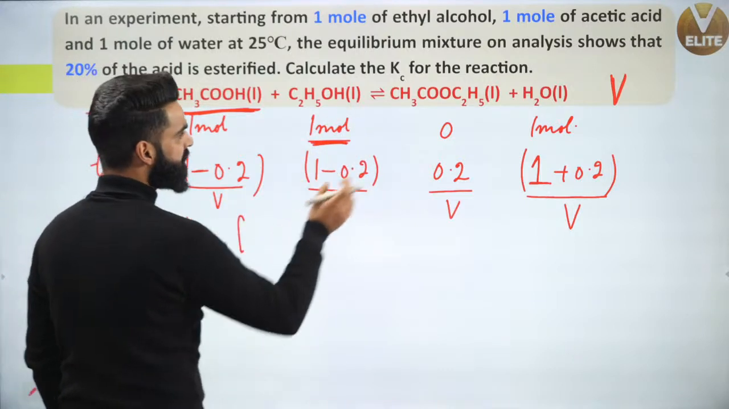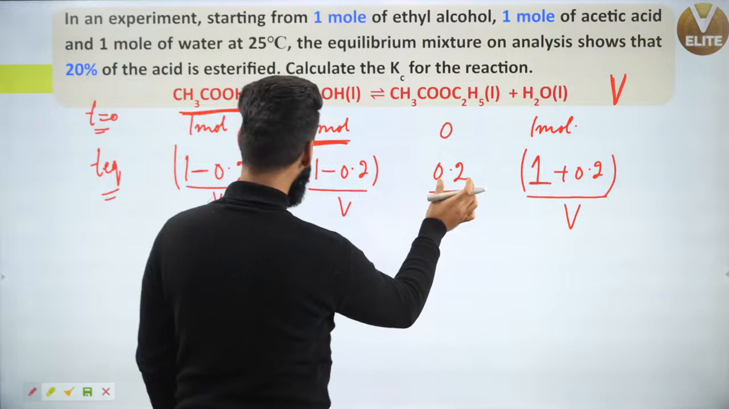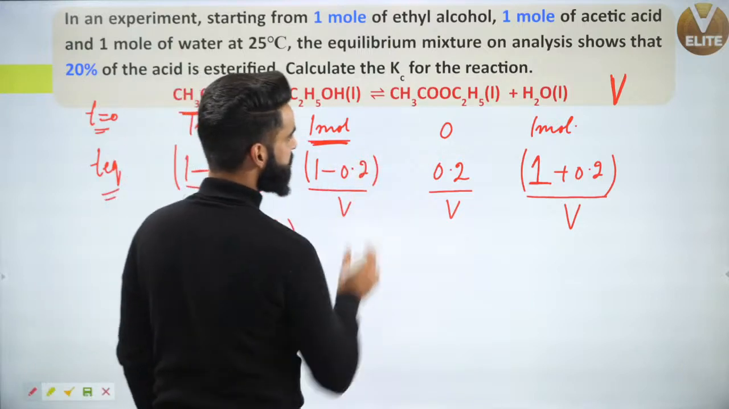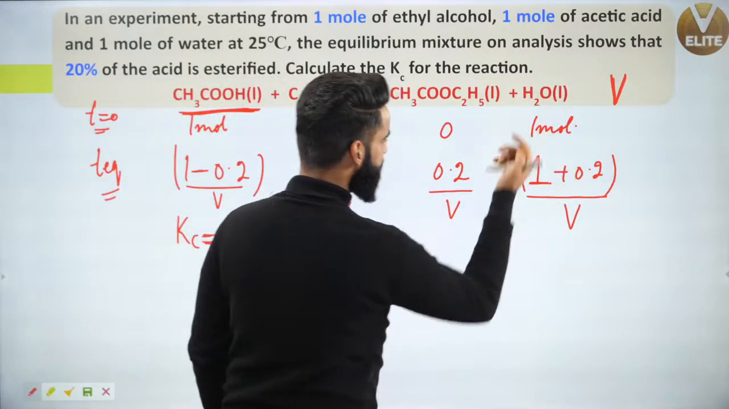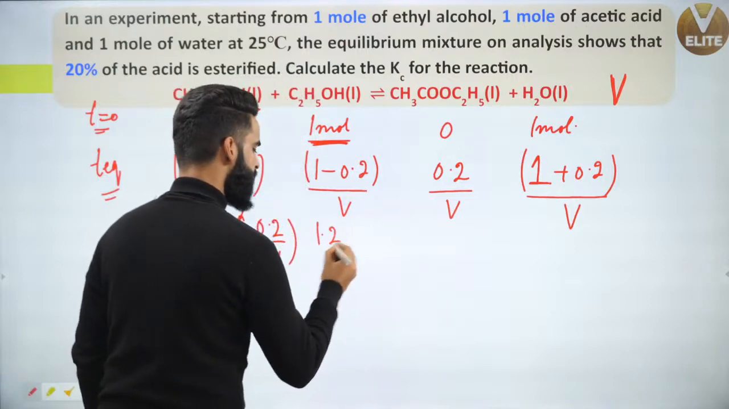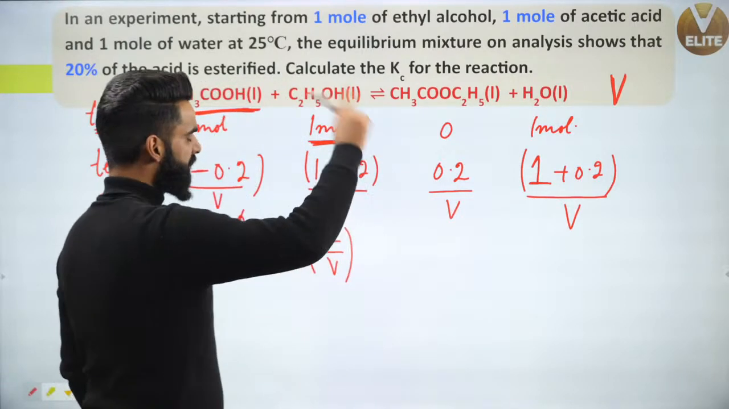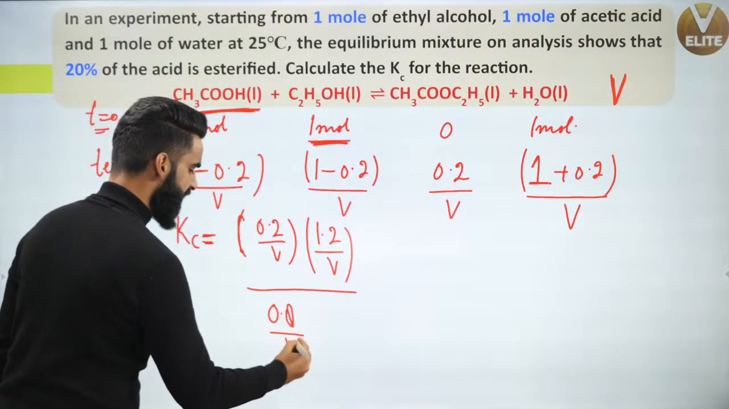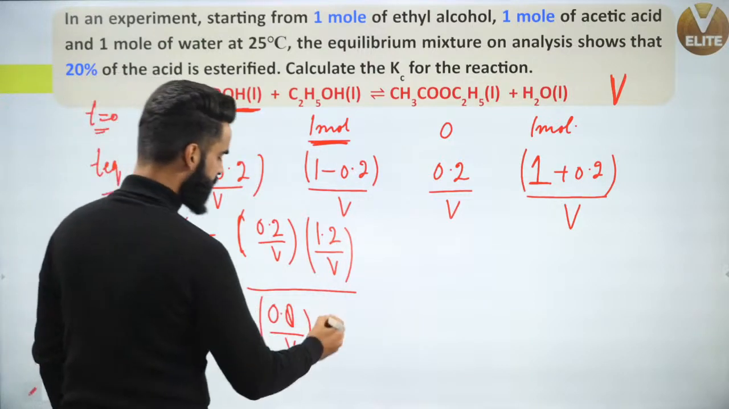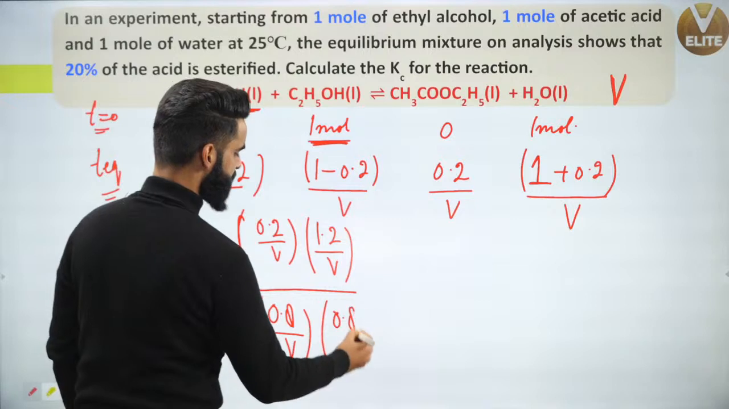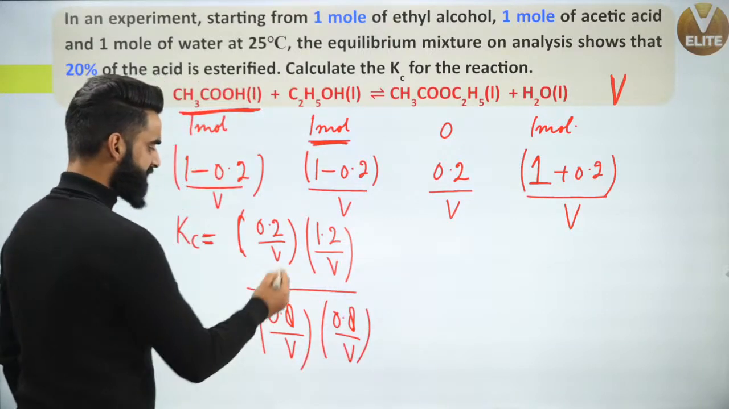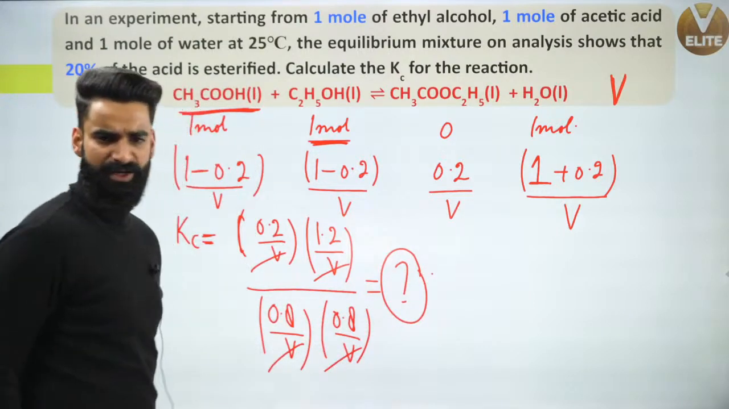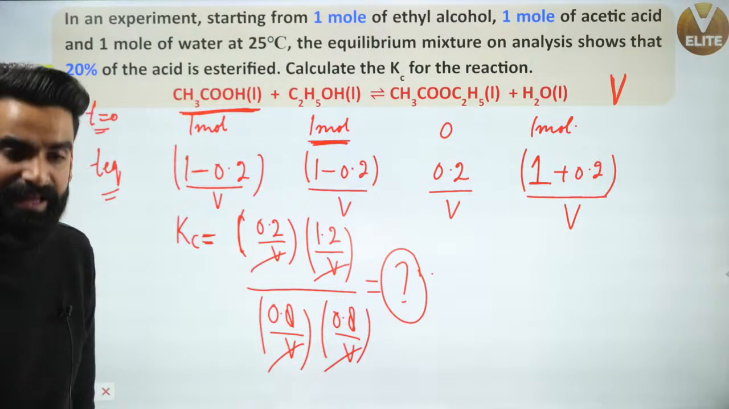the concentration of this ester at equilibrium. How much is that? That is 0.2 divided by V, raised to the power of the stoichiometric coefficient, that is 1. What about the concentration of water at equilibrium? 1 plus 0.2, that is 1.2 divided by V to the power 1, divided by the reactants. This one is 0.8 divided by V to the power 1, multiplied by this again 0.8 divided by V to the power 1. Can I say this V got cancelled? Can I get the value of Kc from here? Isn't it simple, guys?